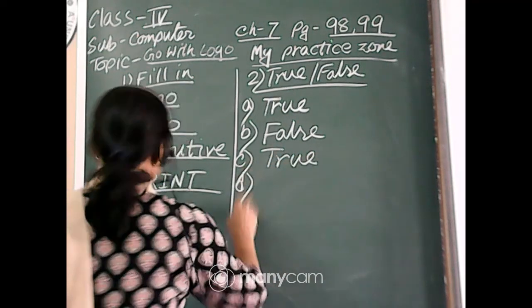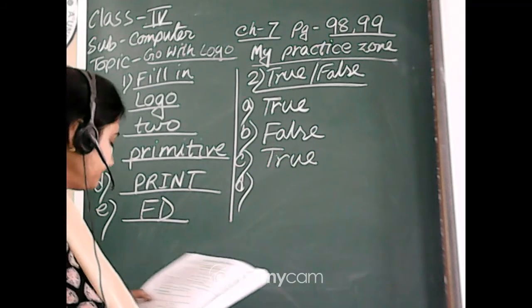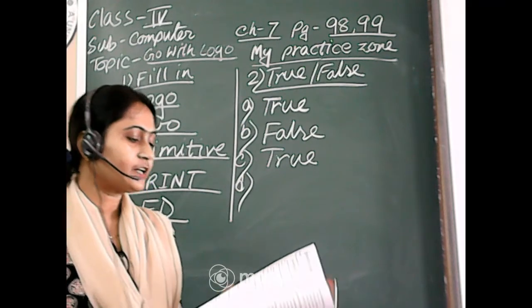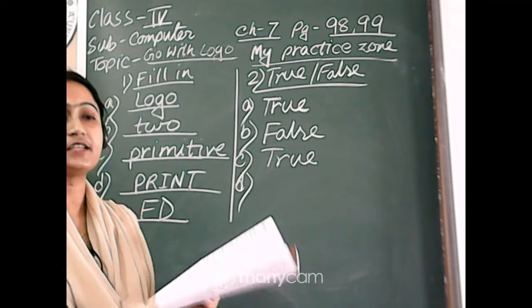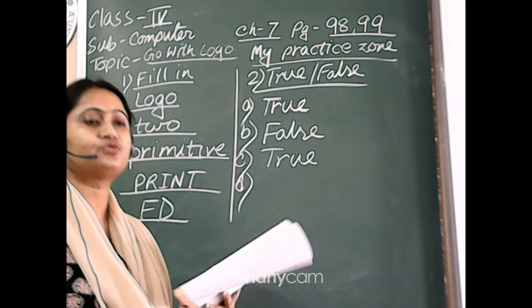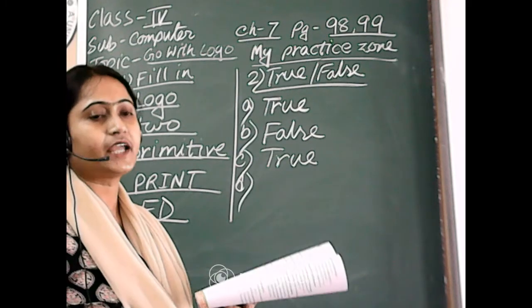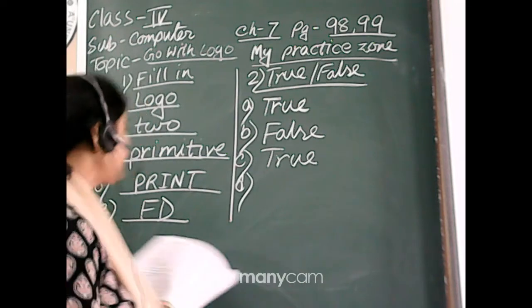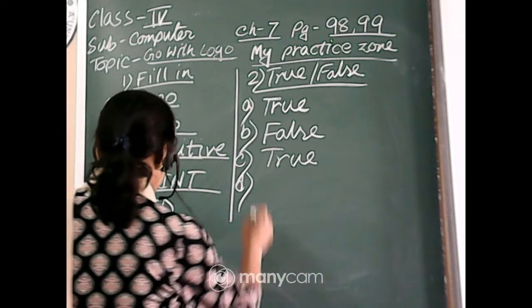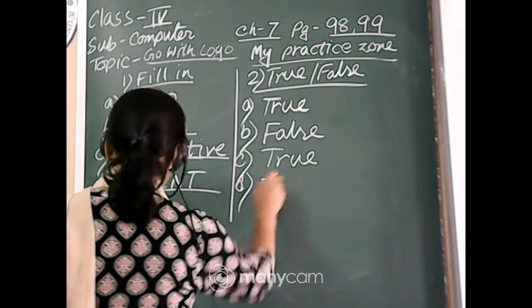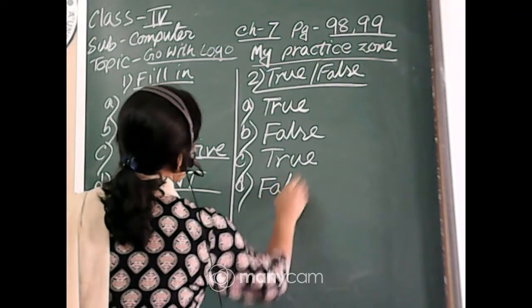Next number D. The print command cannot be used to do calculation. It is false. The print command is used to do calculation. If you want to see the output on the screen, we have to use the print command. So D is false, because it says cannot be used.